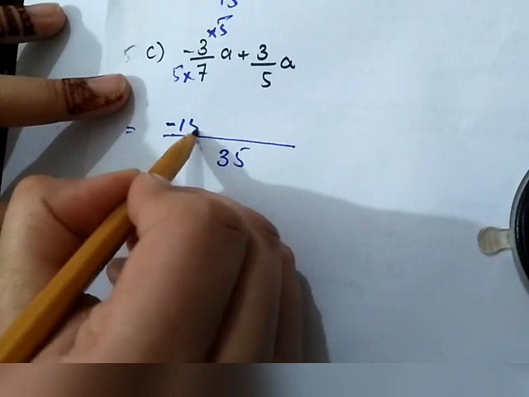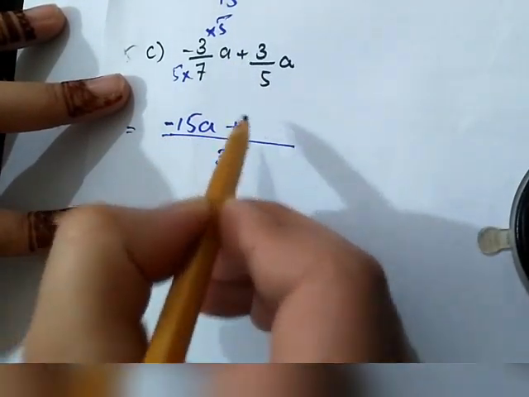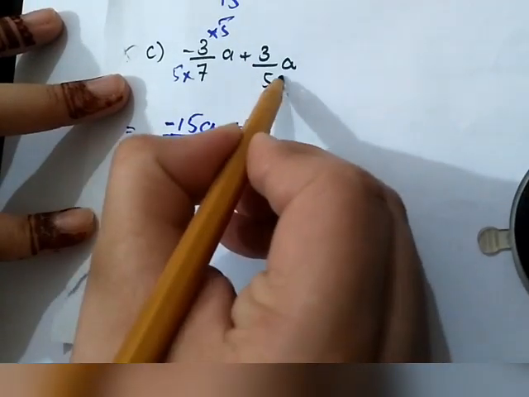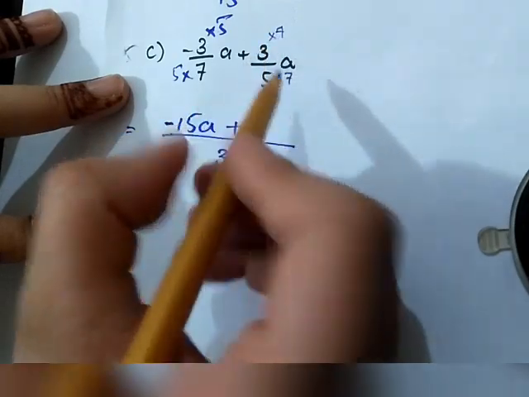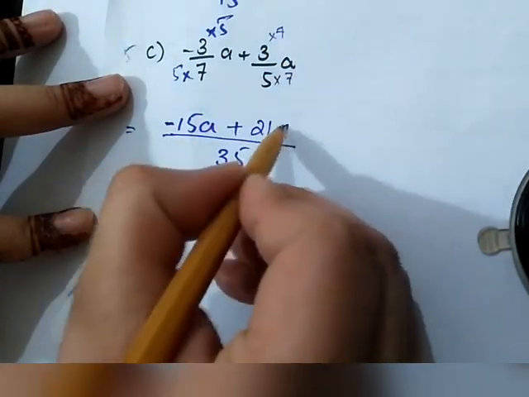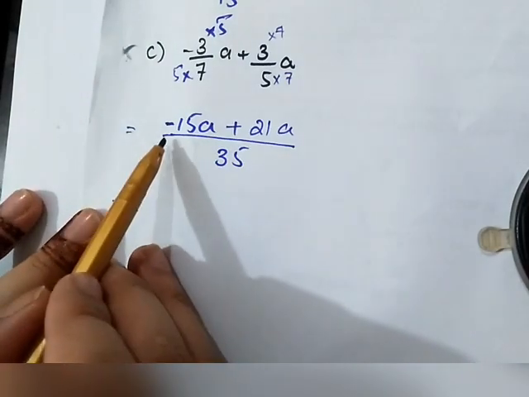5 3s are 15, and what is the variable? A. Very good. Now what is the sign? Plus. 5 7s are 35. Multiply that sign also with the numerator. 7 3s are 21, and what is the variable? A. Now you have two terms, 21 and 15.